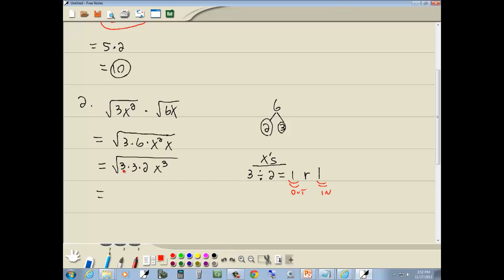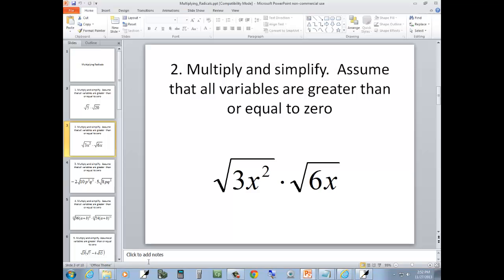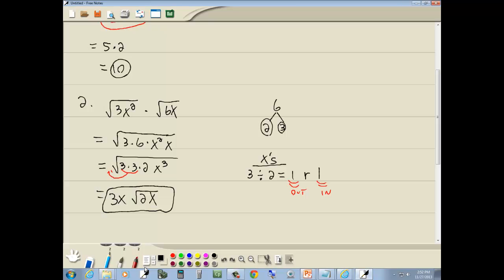Now going back to the numbers here, here's a pair of 3s. Looking for a pair of somethings. So a pair of 3s is going to come out in front as a single 3. And we said we're going to bring one x out. So we've got one x there. And inside we're left with a 2. And we say we're going to leave one x inside. So our answer is going to be 3x square root of 2x. Now they said to assume all variables are greater than or equal to 0. So it means we never have to worry about putting an absolute value anywhere. And that's our answer.